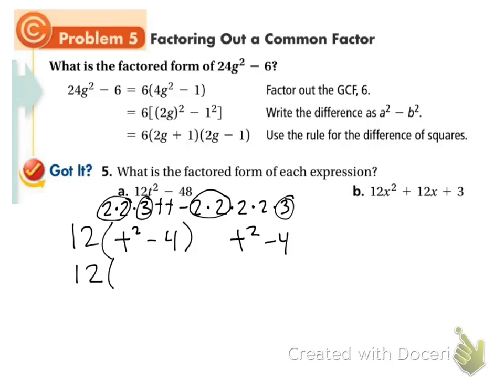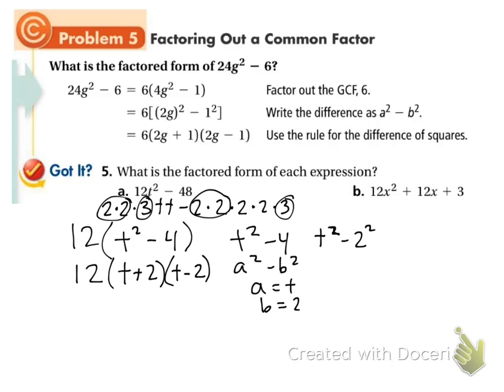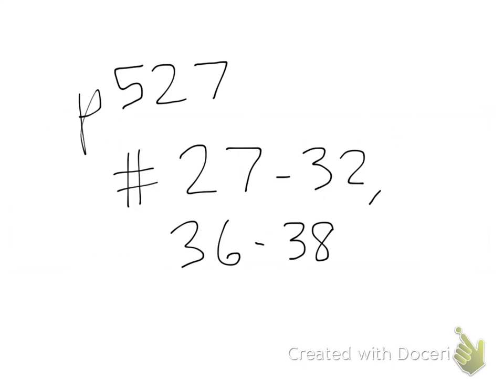t squared minus 4, well, that's a squared minus b squared, right? So in this case, a is t and b is going to be 2, right? Because this is t squared minus 2 squared. So I'm going to have a plus b and a minus b. If you get to the end and you're not sure if you did it right, feel free to multiply it in and all that and see if you get back to this problem. And there's your homework.